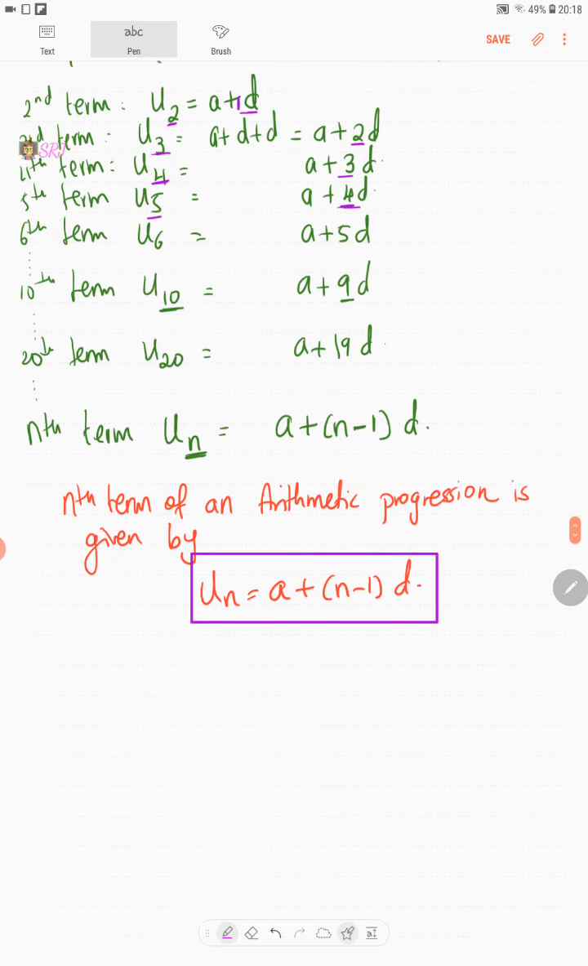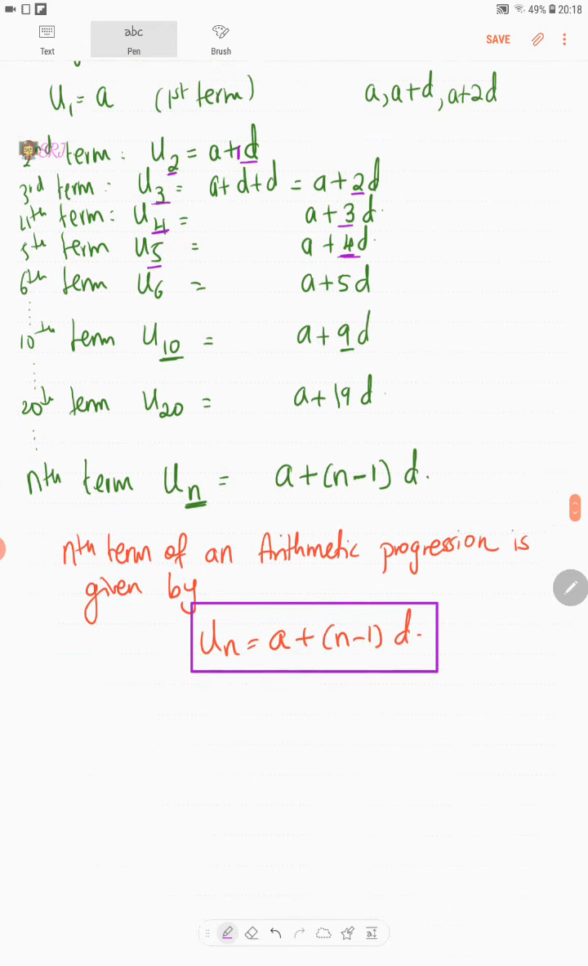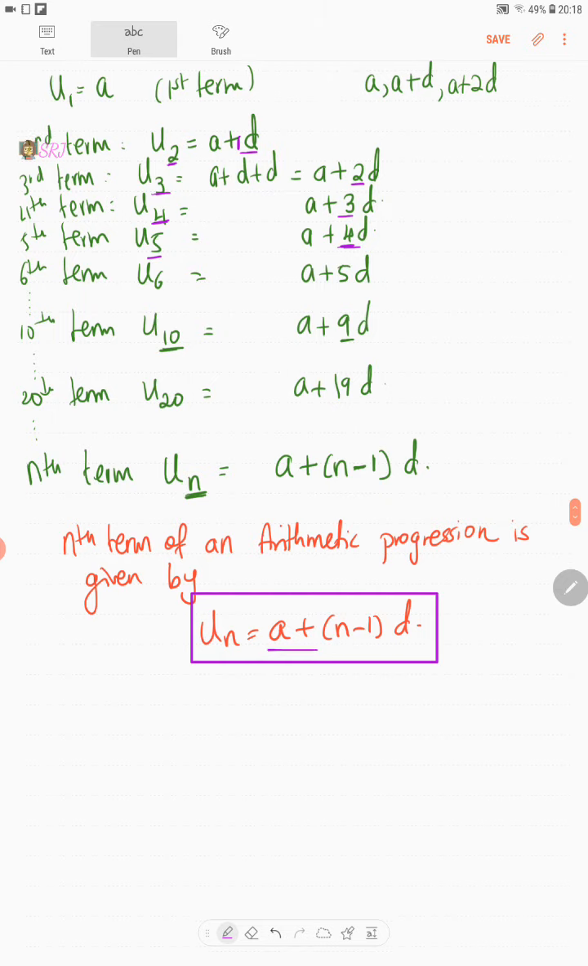So if you want to know any term of an arithmetic progression, we just have to know the first term and the common difference. These are the only information that we require. We can find the 100th term, the 50th term, any term of the sequence. So again, I repeat, we need only the first term and the common difference of the arithmetic progression.